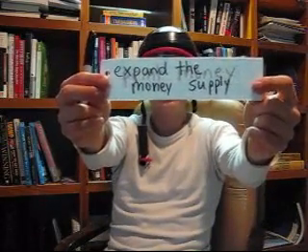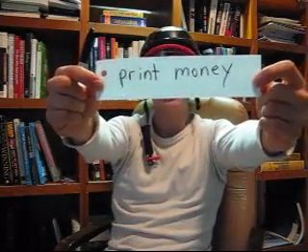What else does this do? It expands the money supply. And that means that the money supply, which is checking and savings and demand deposits and GICs, increases. That's also called printing money. So when you hear the term printing money, it's either the Federal Reserve printing money and giving it out, or it's the banks printing money by lending it over and over again.